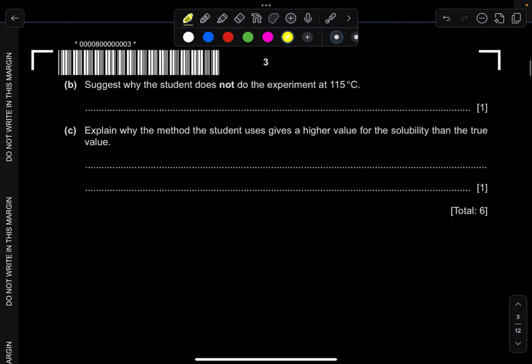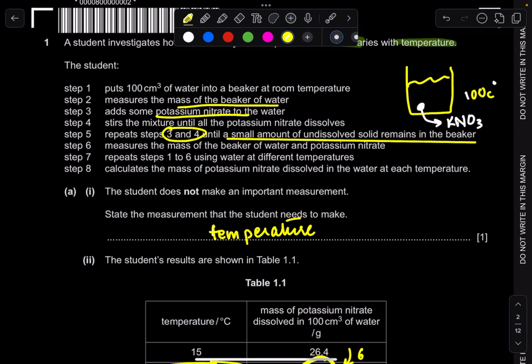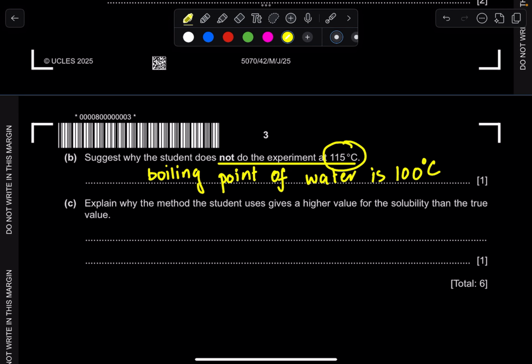Okay, suggest why the student does not do the experiment at 115. How can he do the experiment at 115? Don't you think he's doing the experiment in water? Yeah, he's doing it in water. At 115, the water is going to boil off. So you have to tell that the boiling point of water is 100 degrees Celsius. Above this temperature, there's going to be no water, so you cannot do it at this temperature.